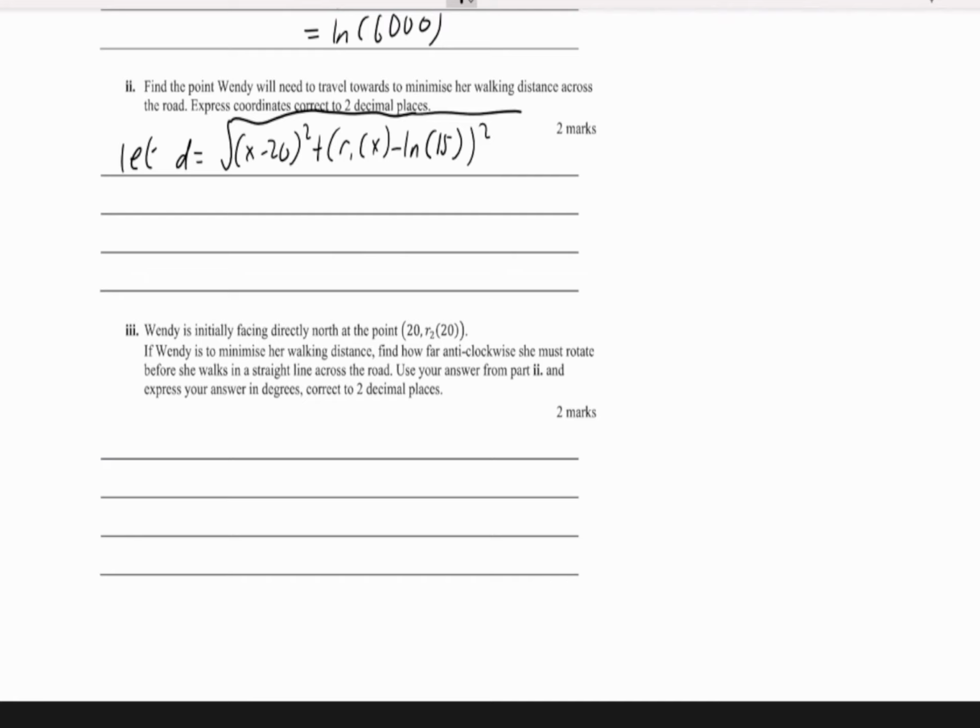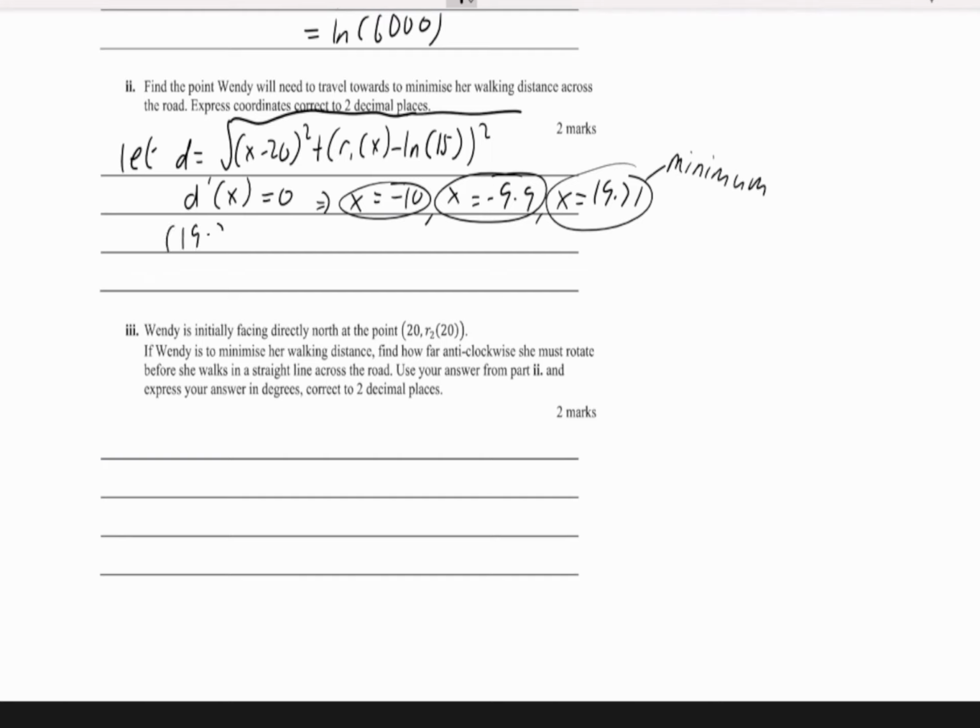All right, so for stationary points, you would have to equate d dash x equals 0, and that gives you x equals negative 10, x equals negative 9.9, and x equals 19.71. So these two are maximums, and this one is your minimum that you want to find. So to find the coordinates that Wendy needs to travel to, it's just 19.71, comma, R1 of this value, which is 19.71, comma, 11.40 to 2 decimal places.